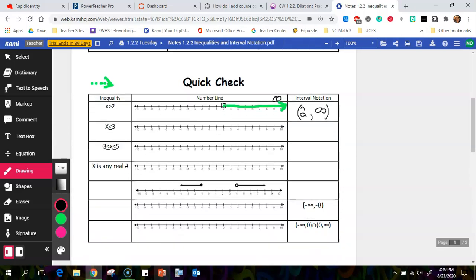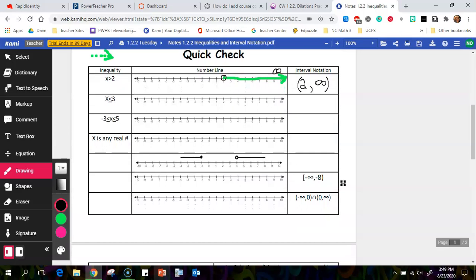Let's try another one. Okay, x is less than or equal to 3. So the first thing I'm going to do is look for the 3 on my number line, and I'm going to put a circle there. I might or I might not color it in. The next thing I want to look at is, do I have my marker to color it in? I do. I've got my equal symbol, so that means 3 is included in that solution set. So I'm going to color in my circle this time.